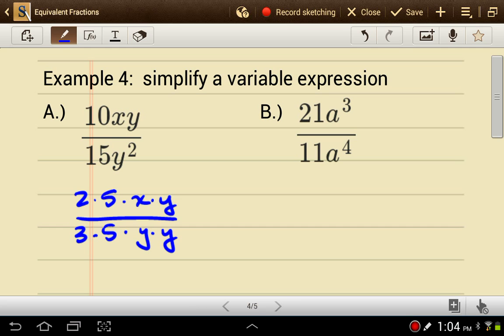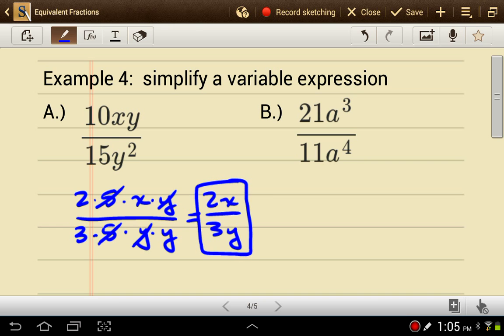Okay. Now I'm going to cross off what I have in the top and bottom because I'm dividing those. 2 divided, I have nothing to divide the 2 by. I have the 5s though. I have a 5 up here, can divide it with the 5 down there. So I'm going to cross them off because 5 divided by 5 is 1. I have an x, I have no x in the bottom to divide it by. I do have a y here and a y there, so I can cross those off because they become 1s. I have nothing that matches with the numerator and denominator left, so now I can multiply to find my final answer. 2 times x is 2x. 3 times y is 3y. So there is my final answer.